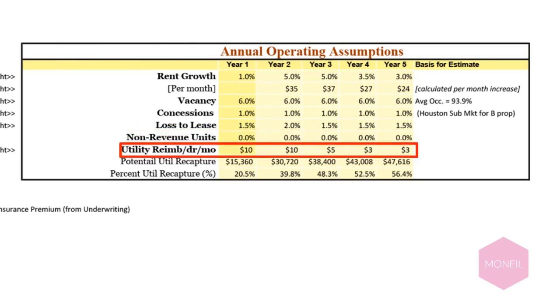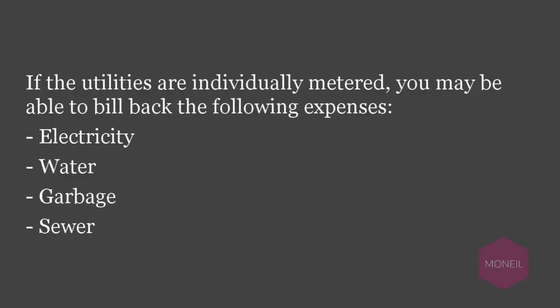Utility reimbursement, that's another very good assumption to find out. Is the tenant paying all the utilities? Is it individually metered in multifamily? So utility reimbursement per month per door or per apartment, is it like $10 or $20 or $50? Are you including the water total fee, a portion of that, and the garbage? You can also charge a garbage fee to the tenant, and also the sewer.